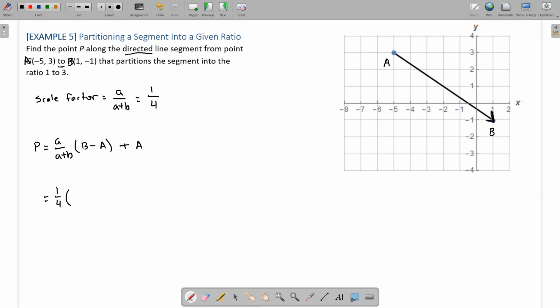Then we have to do B minus A. So this is going to be a point here. We're going to start with B, subtract off the coordinates for A. So this is the difference in their x coordinates. Then I have to do the difference in their y coordinates. So -1 minus 3. Order is critical here. It has to be the B coordinates minus the A coordinates. Okay, and then at the very end, we're going to add A back in. So we might as well write it down here. So this is going to be -5, 3.